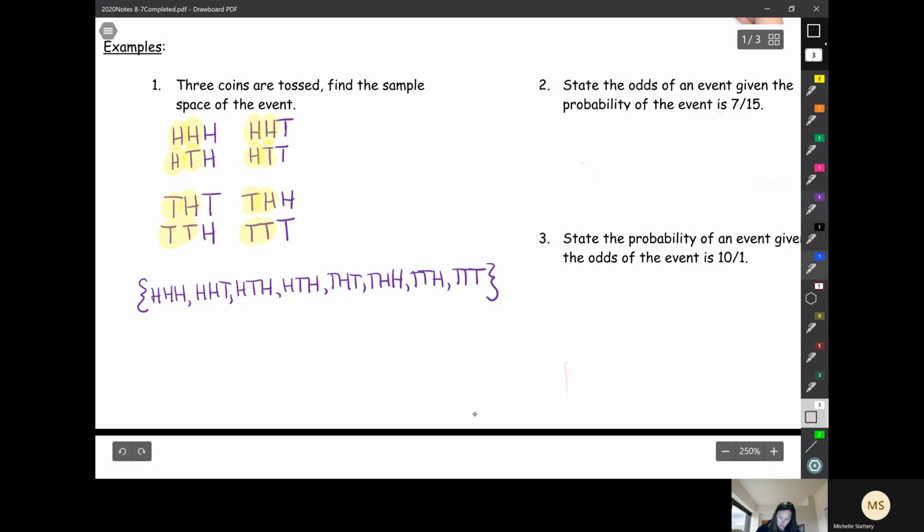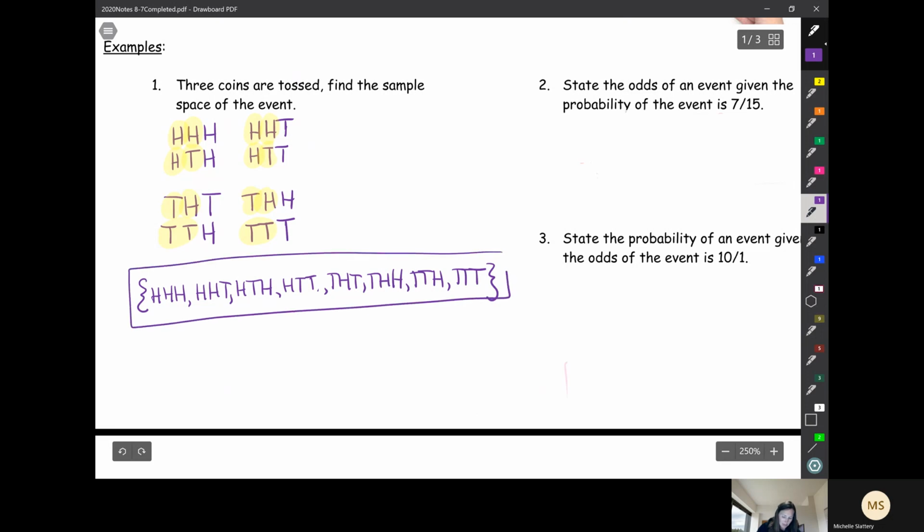Let me fix the one that I mixed up. Should I put HTH on there twice? That one should be HTT. All right, very good. So there we have our entire sample space, and that's how we write out a sample space.